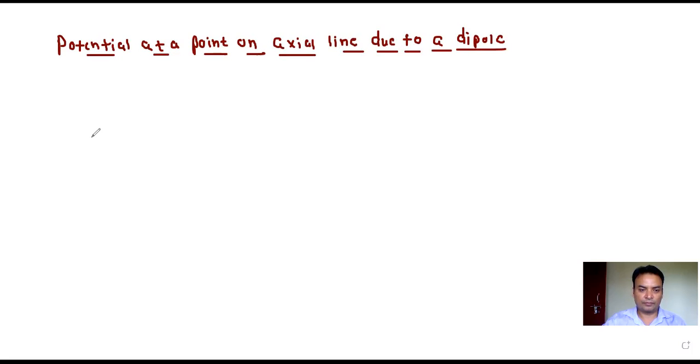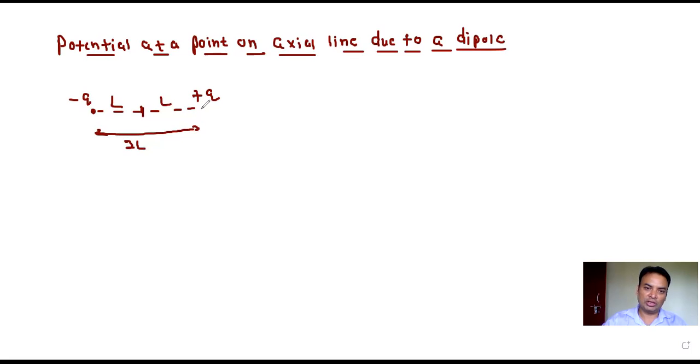So let me take a dipole. A dipole is a system of two charges, minus Q and plus Q. So here I have plus Q, and the dipole length is 2L. Already we discussed in the case of electric field intensity, the length of the dipole is 2L. Each side is L because the length is taken from the center of the dipole. So the distance of minus Q from the center of the dipole is L. Likewise, the distance of plus Q from the center of the dipole is L.